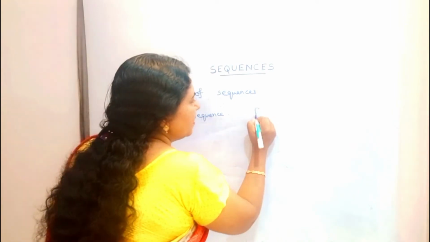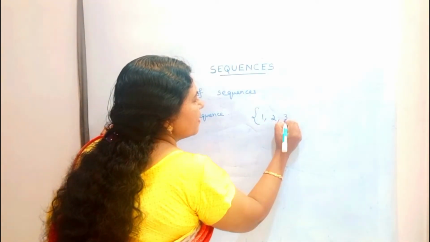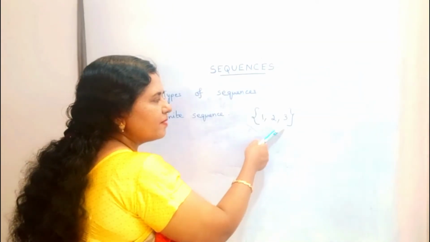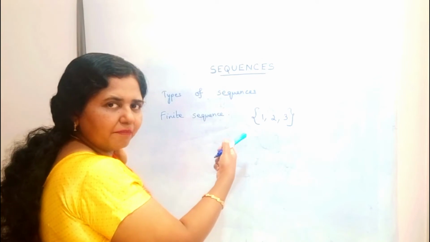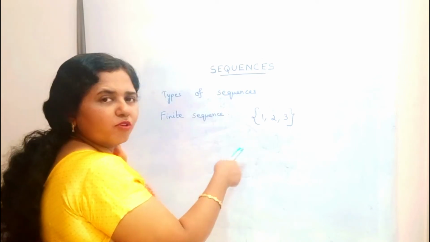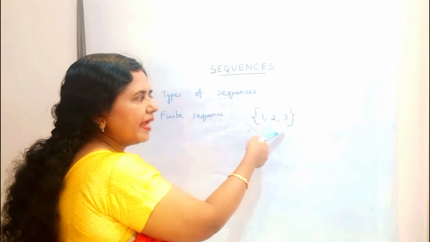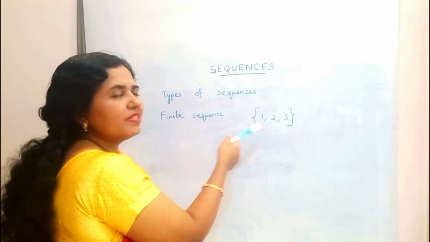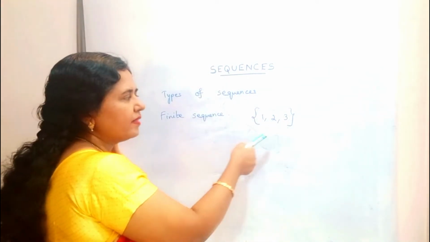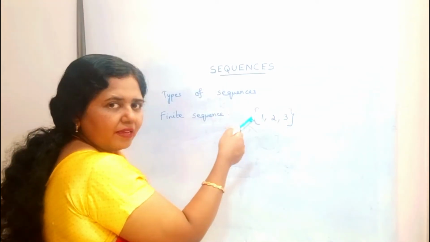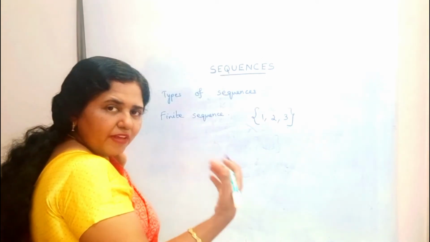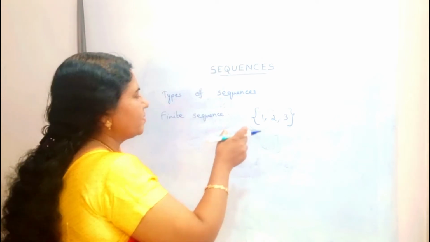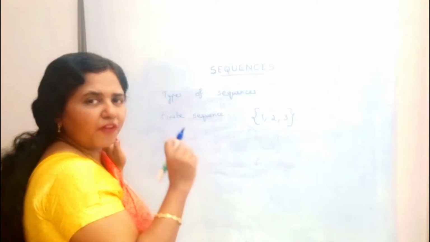For example, let us consider the sequence 1, 2, 3. Here the number of terms is 3, so it is a finite number. So we can say something about the number of terms. That is, there is an end to the sequence. If we have such a sequence, we can name it a finite sequence. That is, we will be able to specify the number of terms present in the sequence.